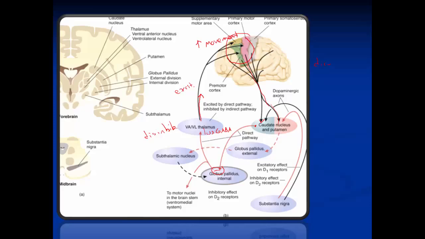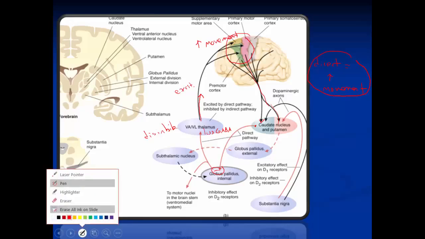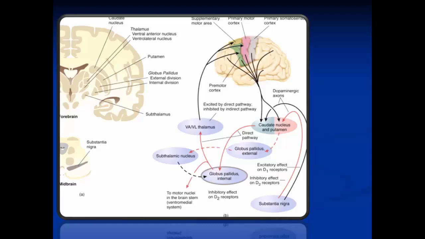So the direct pathway equals increased movement. Okay, so this is the bottom line that I want you to remember. Stimulation of the direct pathway leads to an increase in movement. Now let's look at the indirect pathway. That is going to be indicated by these dashed lines.